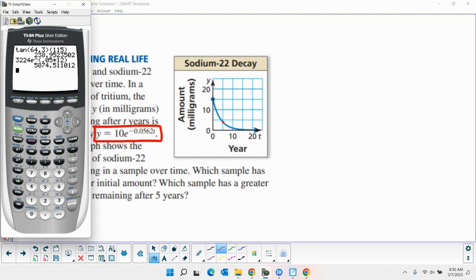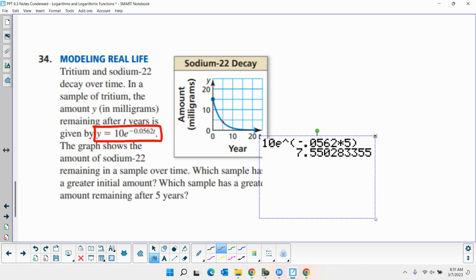Use our calculator. Let's just clear all that out. 10 to the power e, second natural log, negative 0.0562. And what was it after 5 years? Times 5. That's 7.55. So 7.55 is bigger than that because that's less than 5, right? So there's more tritium after 5 years. Make sense? Not too bad, is it?